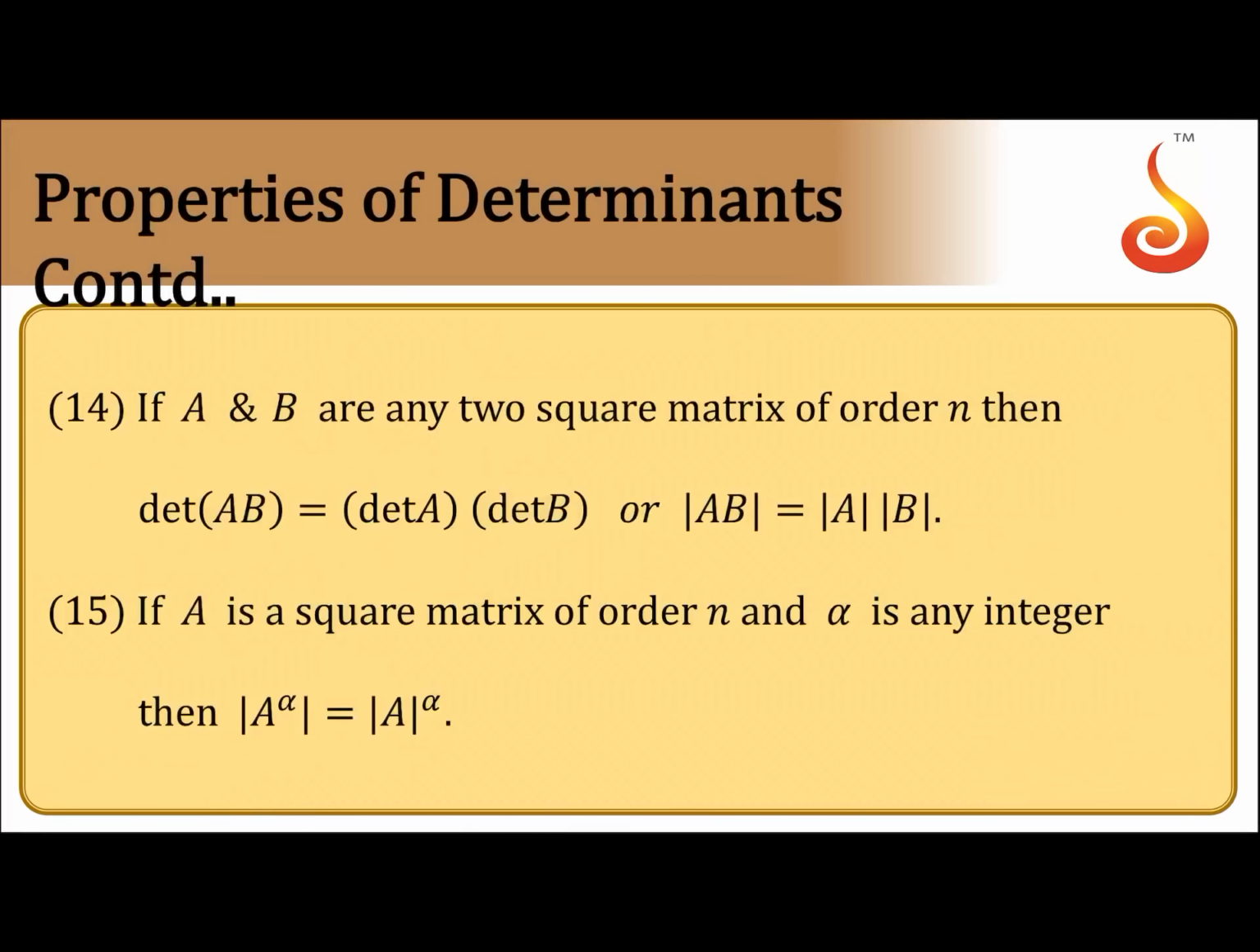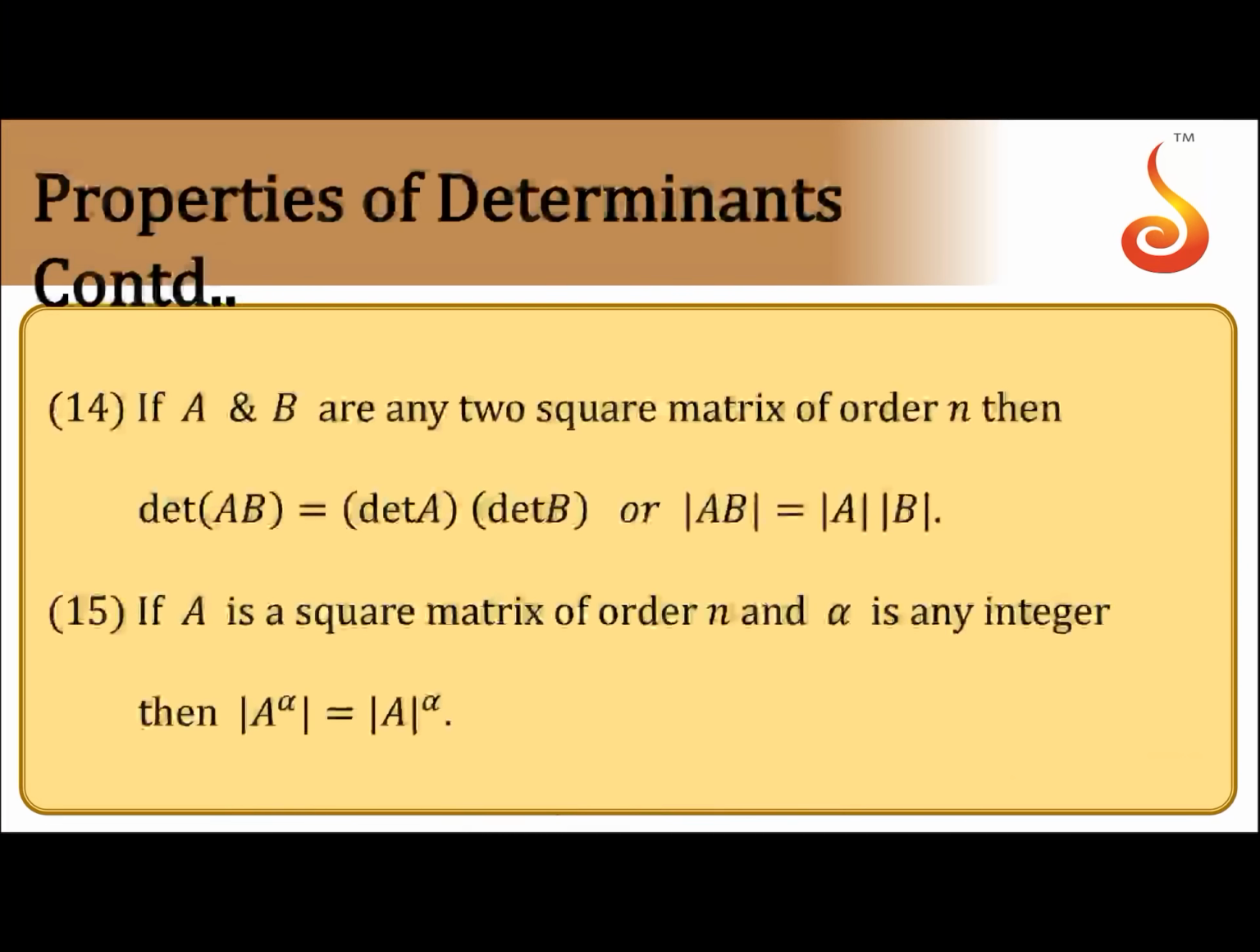Okay, right. Now, I shall proceed to the next property. If A, B are any two square matrices of order n, the same order, then determinant of AB is equal to det A into det B.